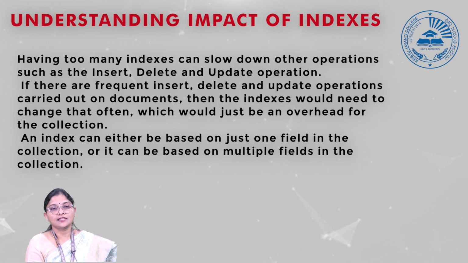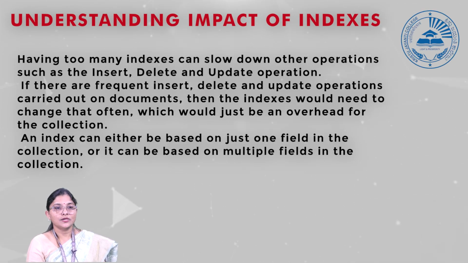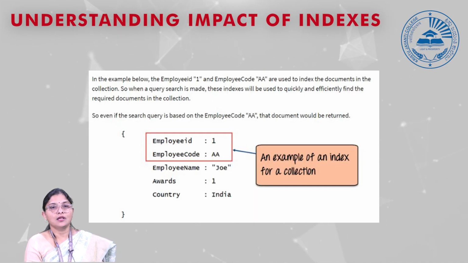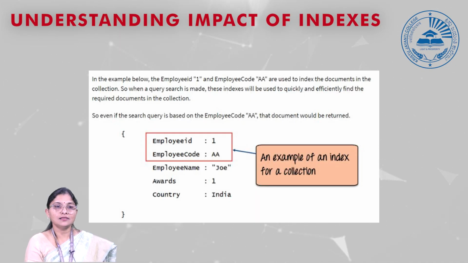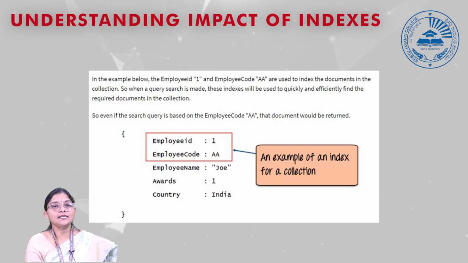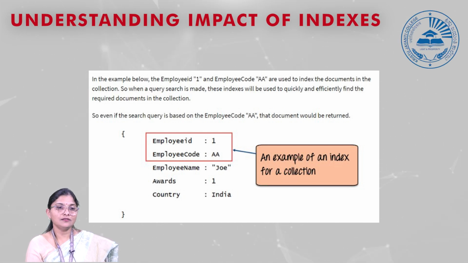An index can either be based on just one field in the collection, or we can do it on multiple fields in the collection. For example, here the employee ID and the employee code are used to index the documents in the collection. When a query search is made, these indexes will be used to quickly and efficiently find the required documents in the collection. Now we see how to define an index in MongoDB.